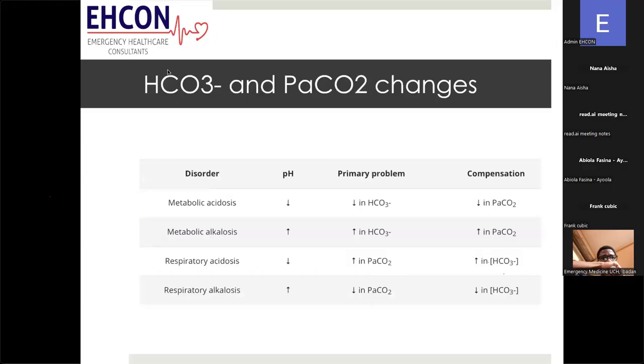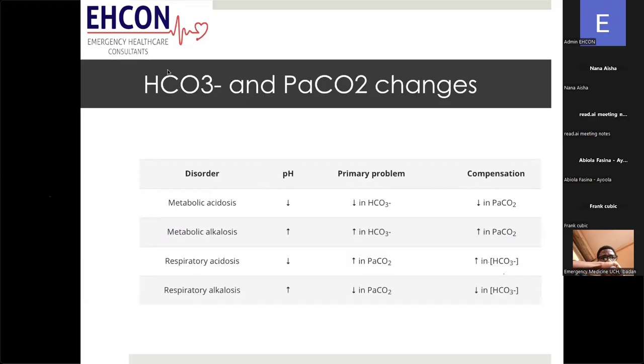Okay, so just going through this again, I'm going to keep hammering this home because I really want people to understand it. When you have a metabolic acidosis, the pH is going down. The PCO2 is the primary problem. It's also going down. And because it's a metabolic acidosis, the pH and PCO2 are changing in the same direction. So the PCO2 is also going down.